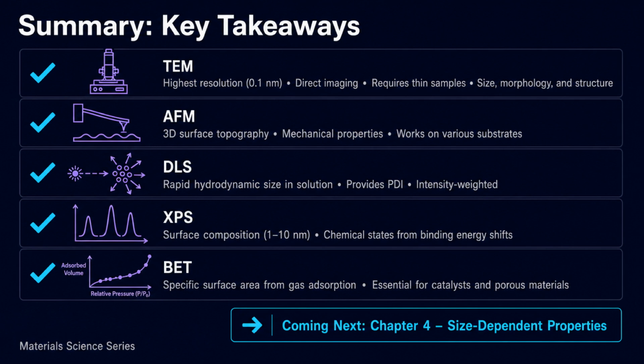In Chapter 4, we'll see how nanoscale dimensions lead to unique size-dependent properties, optical effects like surface plasmon resonance, magnetic superparamagnetism, and enhanced catalytic activity. The characterization techniques you've learned here will help you measure and understand these remarkable properties. See you in the next chapter.